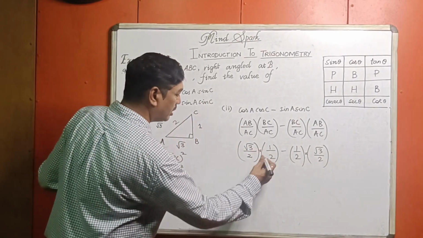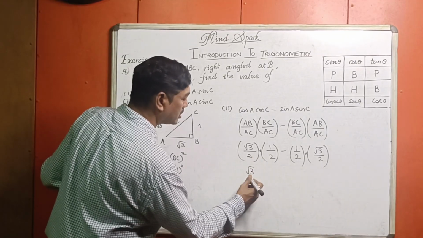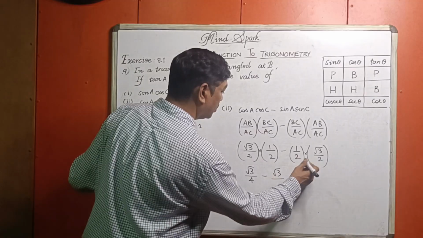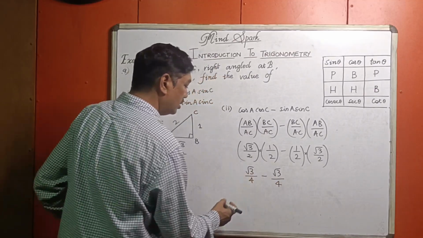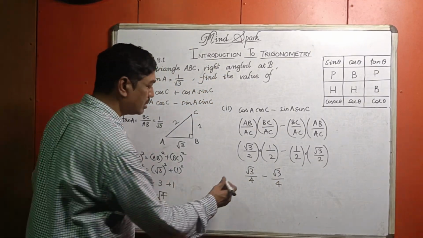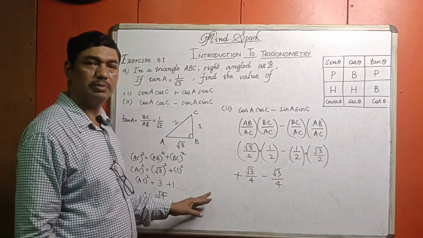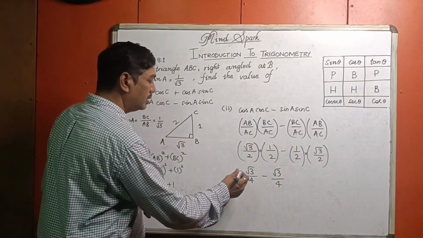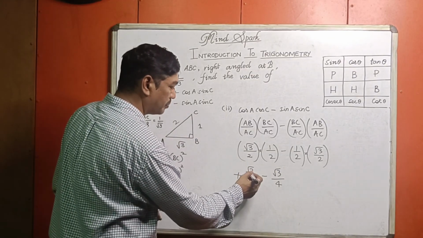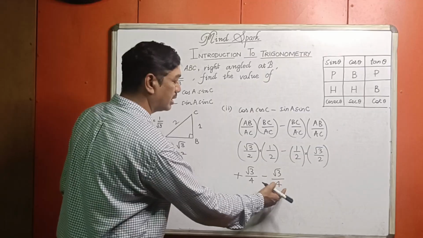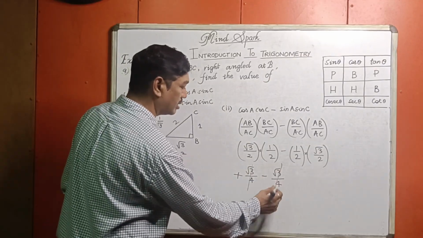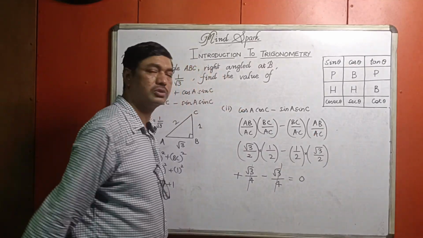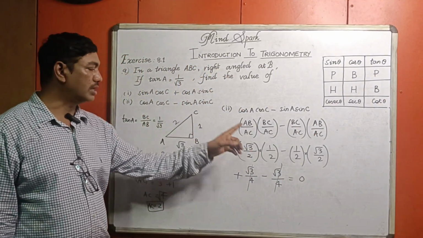Okay, so root 3 into 1 is how much? Root 3, and 2 into 2 is how much? 4. Minus 1 into root 3 is how much? Root 3, and 2 into 2 is 4. Then here nothing is there, that means you should consider it as positive. So many children will not be knowing this, but you should consider it as positive. Both are the same, root 3 by 4 and root 3 by 4. One is positive, one is negative. Then what are you going to do? You are going to cancel it. Both are cancelled. And what is your answer? Answer is 0. For the second question, answer is 0.